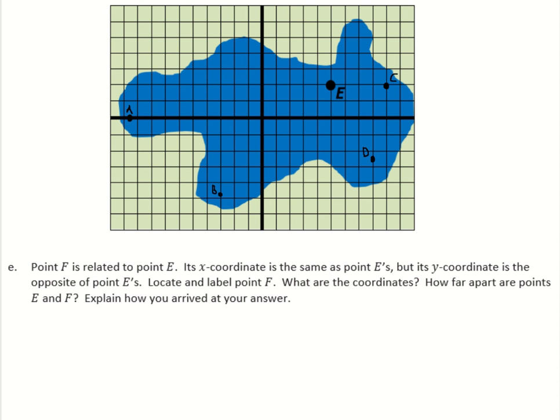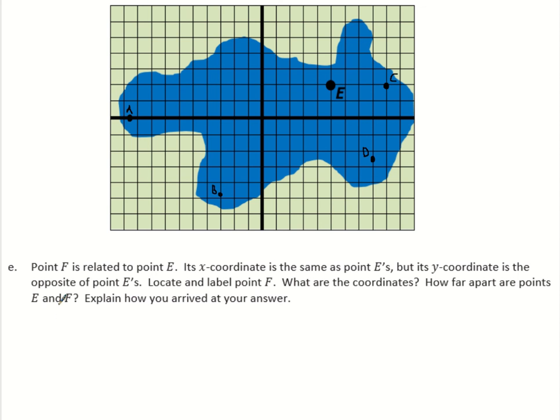Part E talks about a 6th point that we hadn't talked about yet, point F. Point F is actually related to point E. Its x-coordinate is the same as point E's, but its y-coordinate is the opposite of point E's. It asks us to locate and label point F, asks us what its coordinates are, and then asks us how far they are away from each other. So the first thing and the only thing that we know about point F so far is that its x-coordinate is the same and its y-coordinate is the opposite.